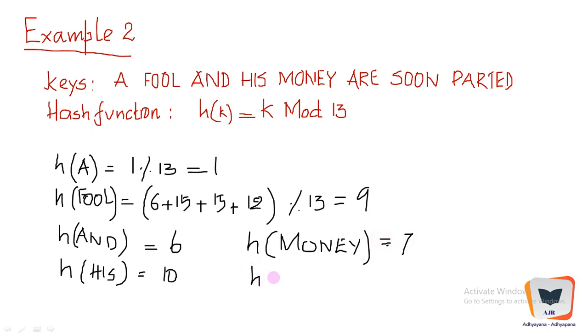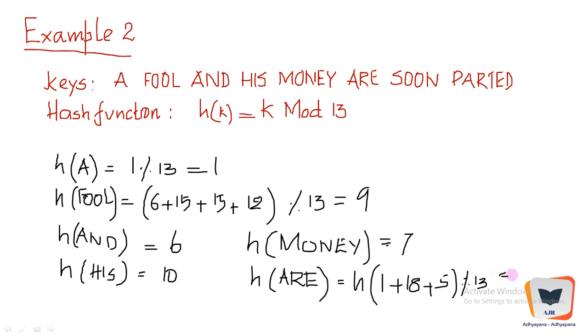And h of r, we will calculate with special interest. Legitimately, h of r: a is 1, r is 18, the ordinal number, and e is 5. So this gives us mod 13.